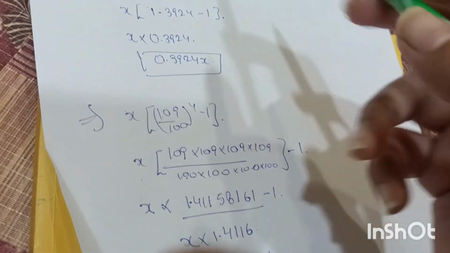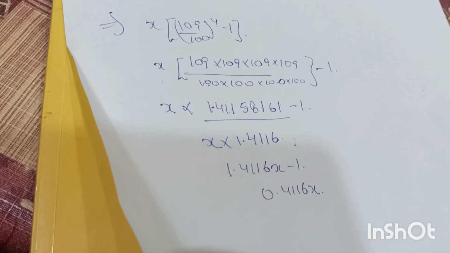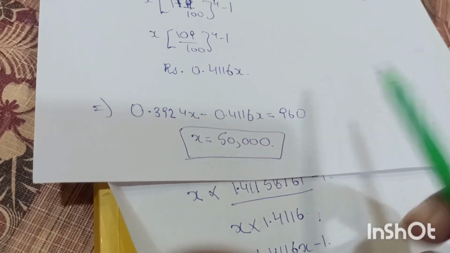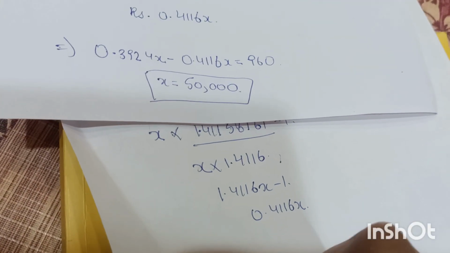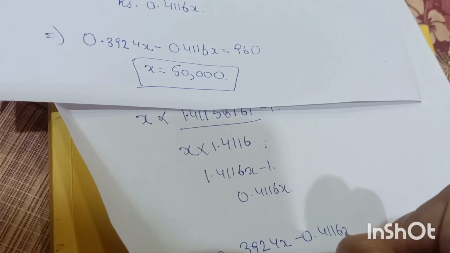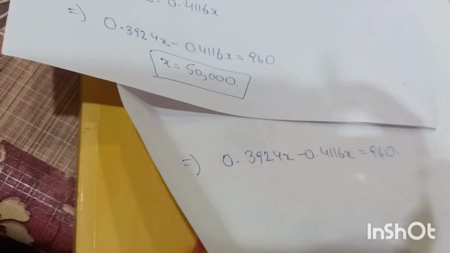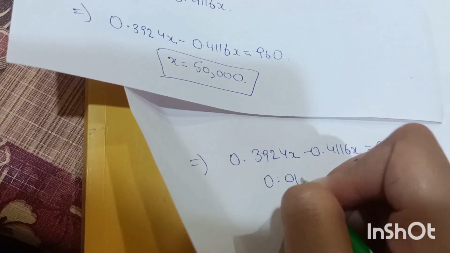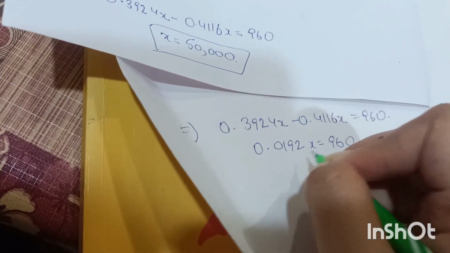So you can see this value, and over here you can see this value. Now let's see how to solve for this value. First, let's subtract this. When you subtract it, you will get this value, x equals 960. So now we have to find the value of x.